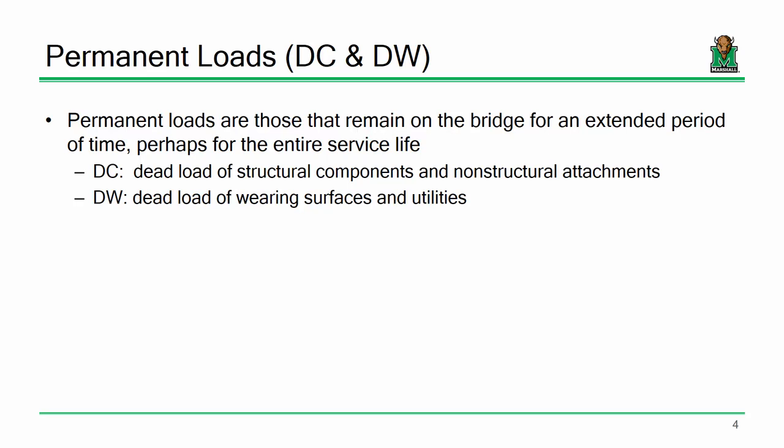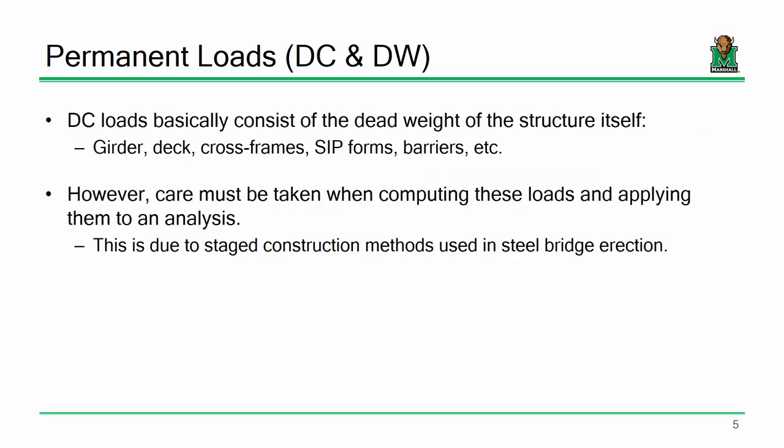All right? So far so good, but now I'm going to make it a little complicated when we talk about DC. Like I said, DC is basically the self-weight of the structure. So the girder, the deck, the cross frames, if you've got stay-in-place formwork, all that is DC. But the big thing that makes DC a little funky, that you have to pay a little bit of attention to, is this whole concept of stage construction.